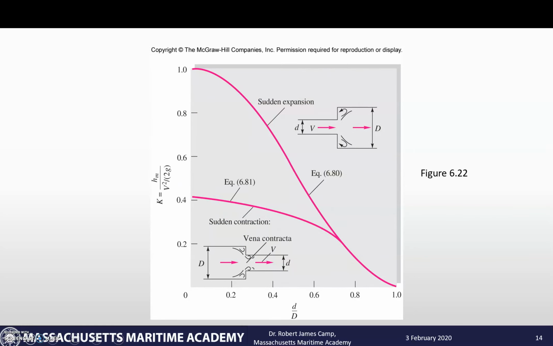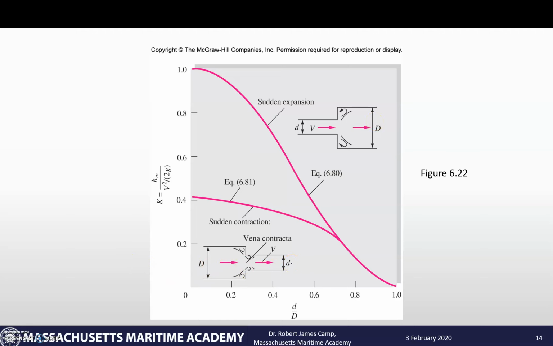We can come over, this is the table for sudden expansion and contraction. There's actually a couple of equations that this is plotted from, but as you can see, you can look it up on the chart. It's all about paying attention to what's going on. Little d is the smaller diameter, big D is the bigger diameter. When you're dealing with the sudden expansion, there's little d, there's big D. Sudden contraction, there's big D, little d.